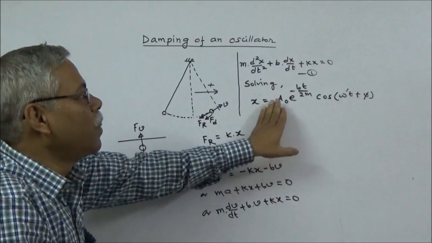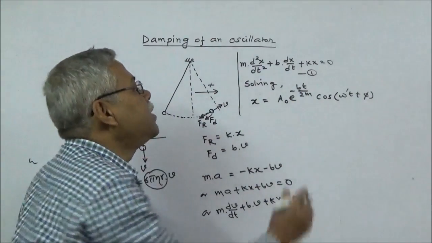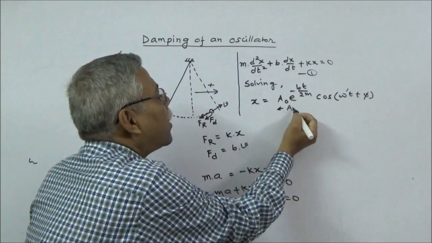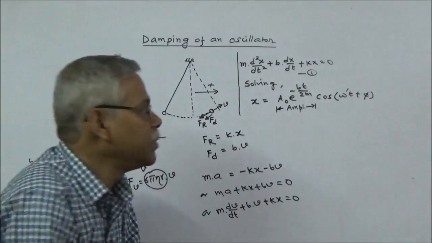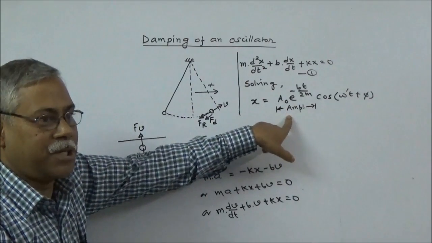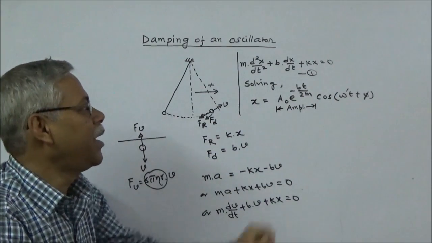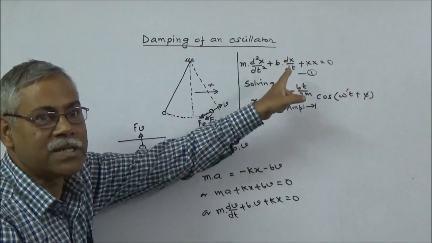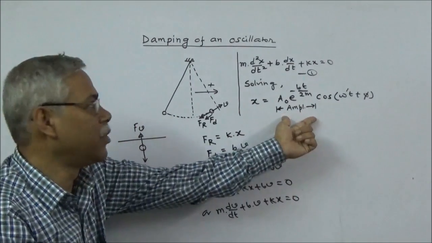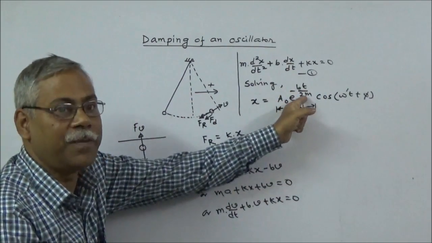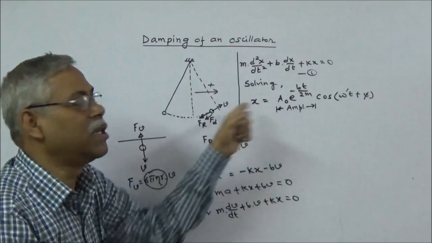So x equal to a naught into e to the power minus bt by 2m cos omega dash t plus phi. This is the amplitude part. So you can see from this expression that amplitude of oscillation depends on time. The function is such that as time increases, amplitude of oscillation will decrease. That means amplitude of oscillation is a function of time, a naught into e to the power minus bt by 2m.